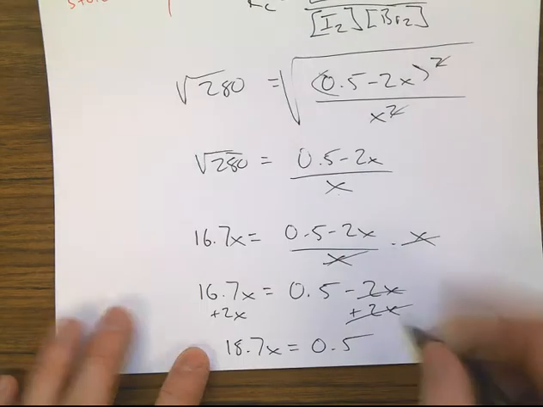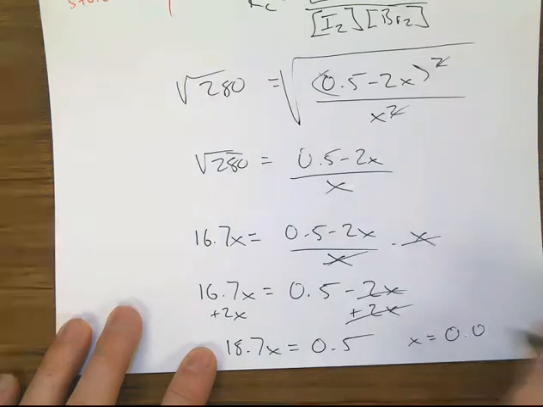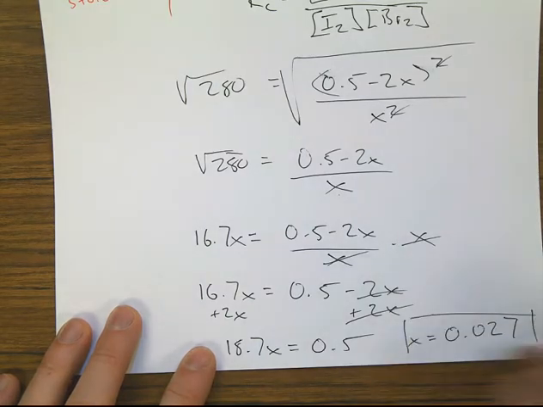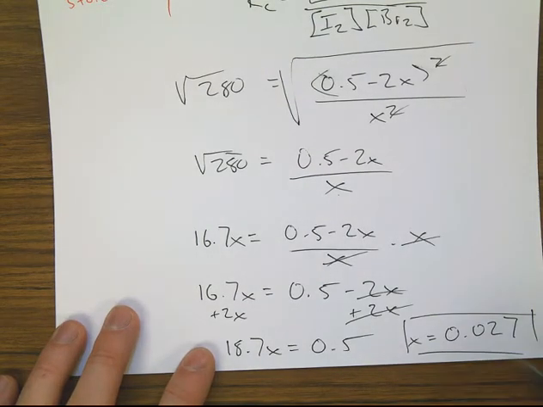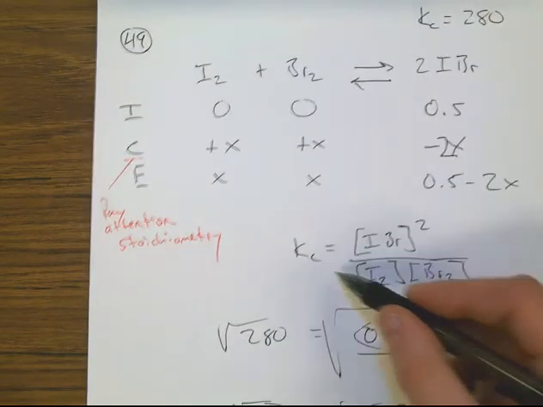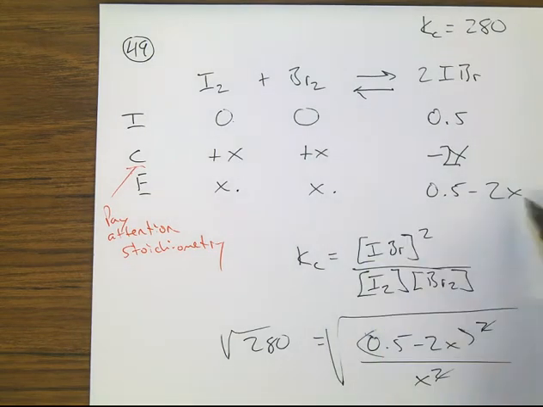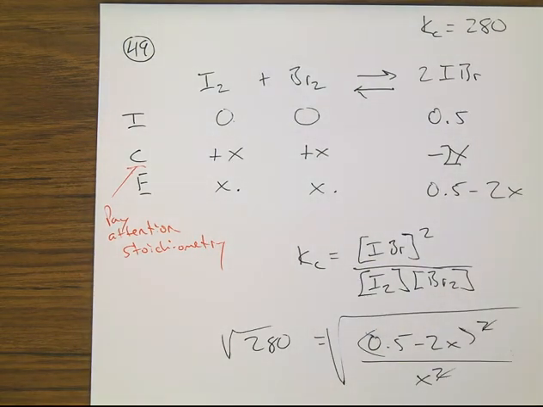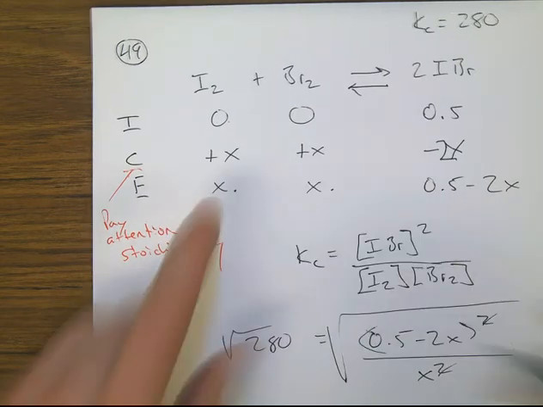When I do that, x is equal to 0.027. This needs to be plugged in for all the values for the equilibrium. So this number, watch my pen, I'm going to drag it up here. That number has to go in here for x there, and x there, and x there, and then I know the concentration of everything.